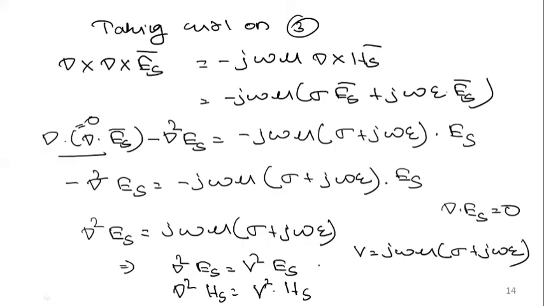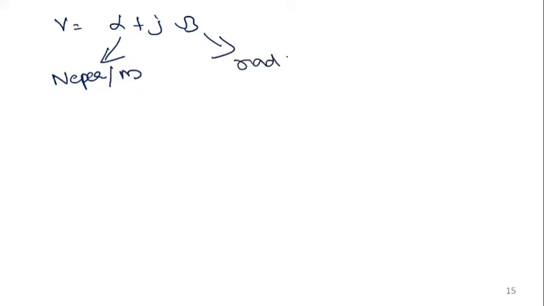Same process, where gamma is equal to alpha plus j beta, where alpha is the attenuation constant. So one more thing you should know about the attenuation constant. Gamma is equal to alpha plus j beta, where alpha is the attenuation constant, unit is Neper per meter, and beta is the phase constant, and unit is radian per meter. So you have in your Part A a 3 mark question. They can ask you what is propagation constant.